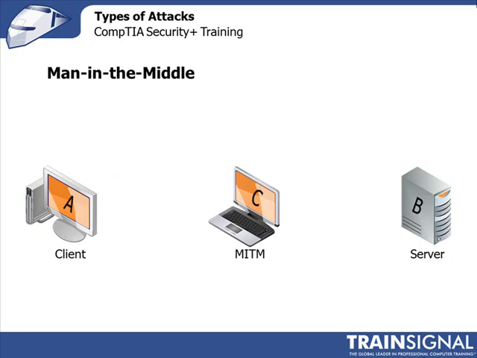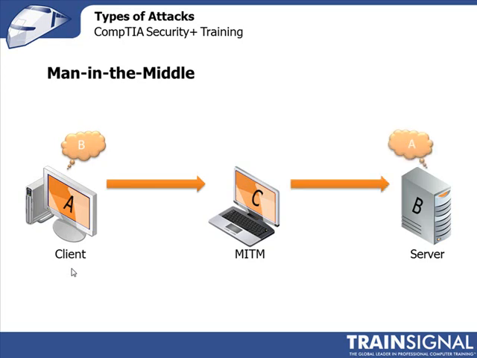So how it works when a man-in-the-middle attack is taking place: client A initiates a session with B, or at least they think so. C intercepts it, pretending to be B. Then C actually starts that session with B, but B thinks it's A. So now B is communicating with C, and C is communicating with A, and the whole time the man in the middle is controlling that communication.